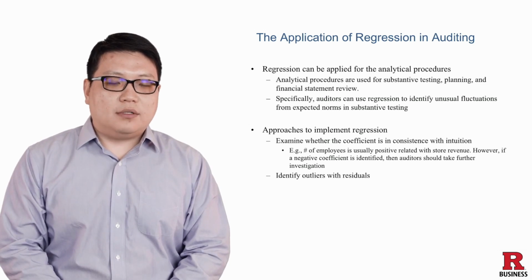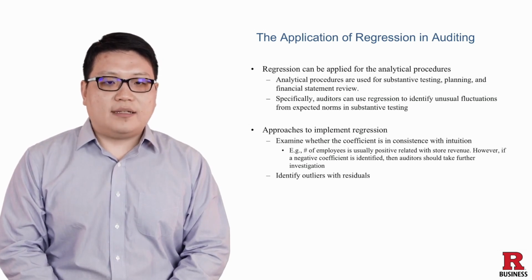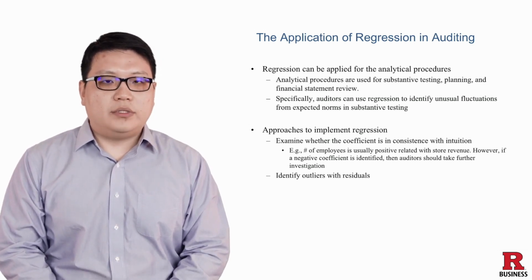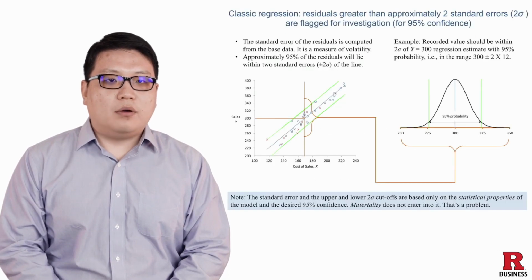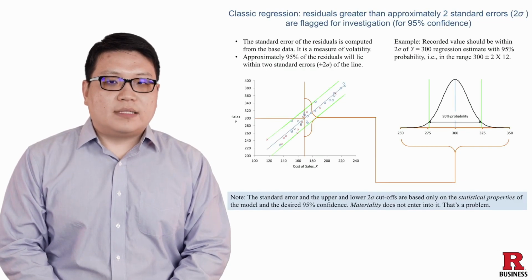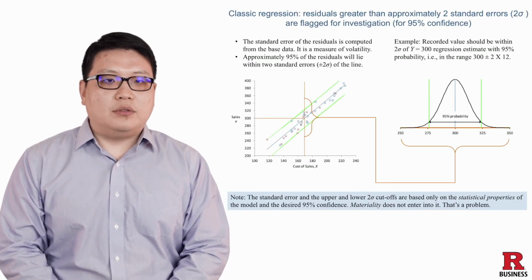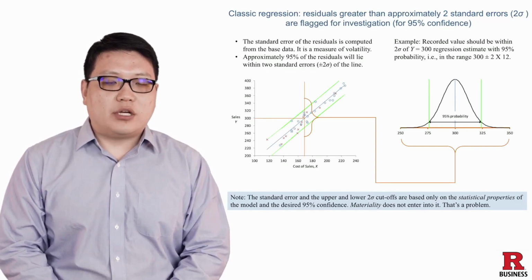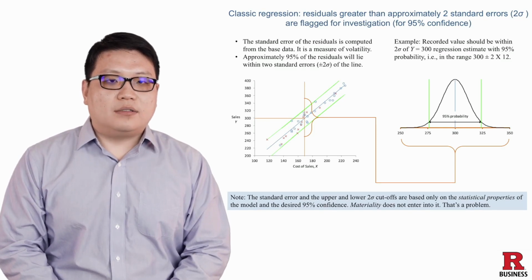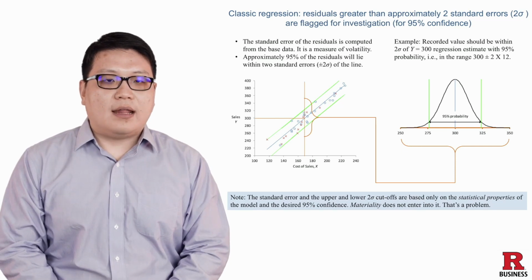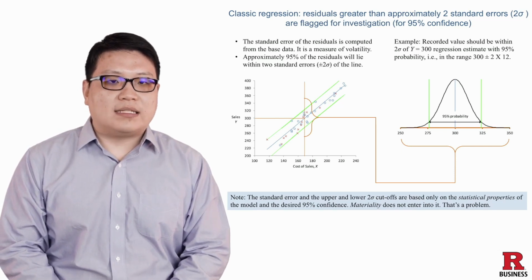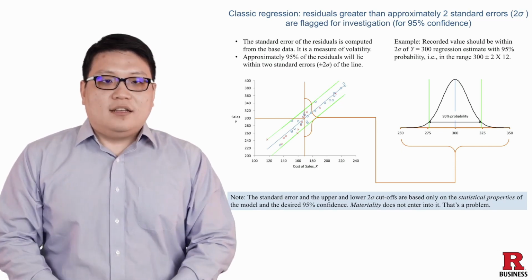The second is that auditors can use regression to identify outliers with residuals. An example looks like this, where you look at this scatter plot, where we put two standard errors as the threshold to find all those values that are outside the 95% probability, and those numbers can be identified as outliers by the auditors.